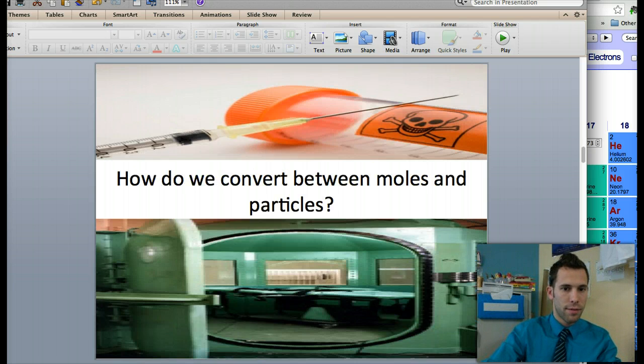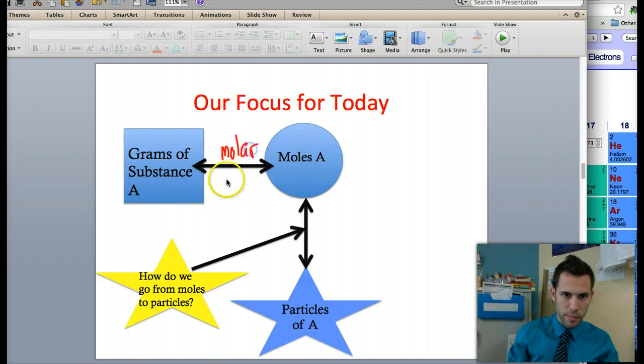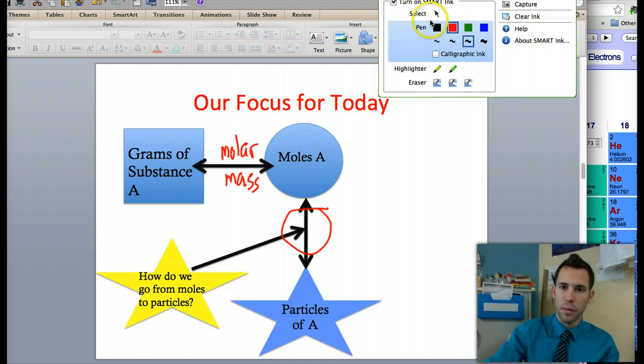So, first things first, let's talk about what we're dealing with. We want to be able to convert moles and particles. How do we do that? Pretty simple. Our focus for today is actually looking at from moles to particles. Now we've gone from moles to grams, and what we use here is the conversion factor, which you guys have become very familiar with. It's known as molar mass. But there's a new one today that we're focusing on, right in here. And this one is going to take us from moles to particles, and particles back to moles.